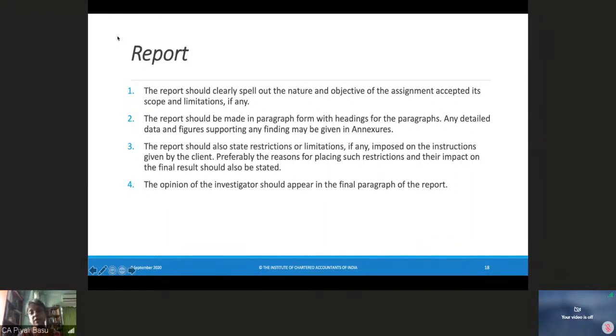So these are small things. Keep that in mind for exam purposes. Preferably, the reasons for placing such restrictions and their impact on the final report should be stated. That's what I just said. The opinion of the investigator should appear in the final paragraph, the main paragraph. And then we have detailed schedules, supportings, etc. But the main report should give the opinion in clear, unambiguous wordings.